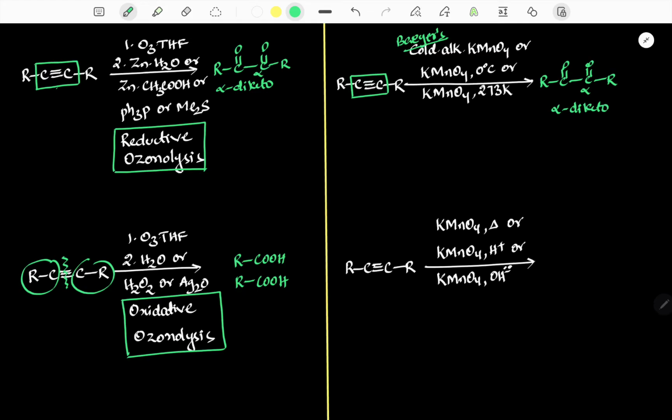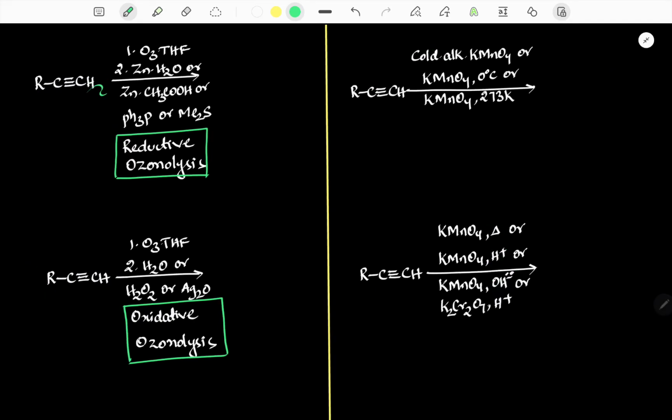Alpha diketo molecule. In the same way, the alkyne treated with KMnO4 heat, KMnO4 H plus, KMnO4 OH minus, or K2Cr2O7 H plus: in this case, we have to break the triple bond completely and both carbons will be converted into carboxylic acids.